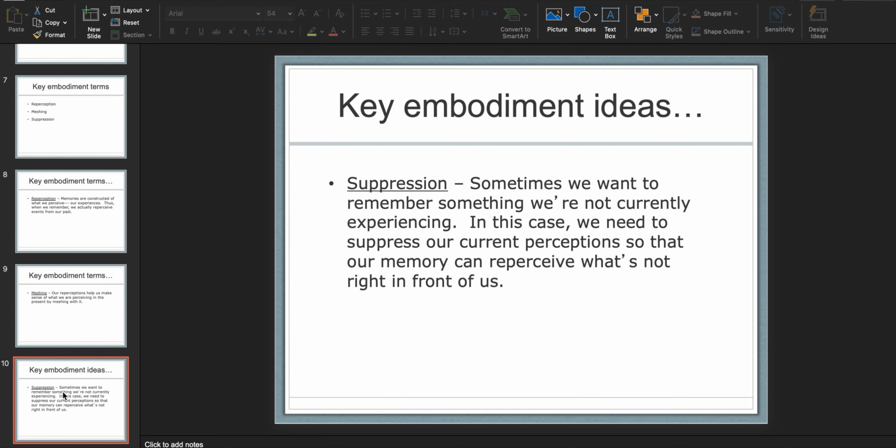Think of an example of when someone asked you for directions and you had to try to reperceive directions. Maybe you had to try to envision that route. Sometimes one might close their eyes, they might look down, they might look up. The idea is they're suppressing something from that environment so they can reperceive that route.